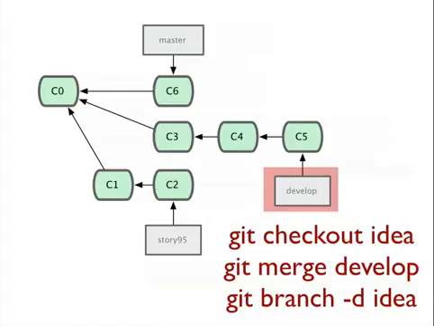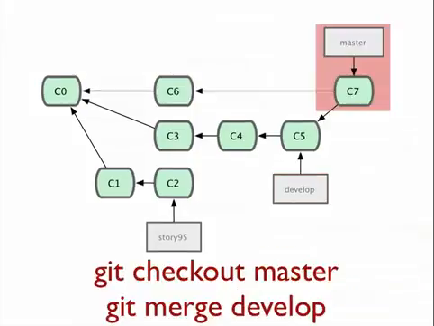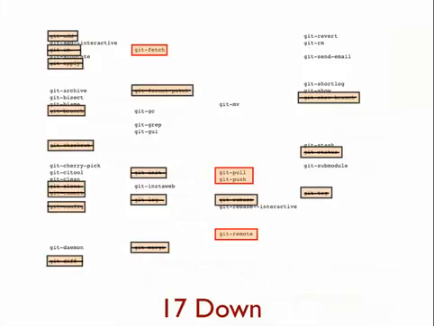Checkout idea, merge develop, we'll move the development branch forward. Branch -d idea, we'll delete the original idea branch. Go back to our master, merge in develop. So that's a common workflow that you might see a lot.